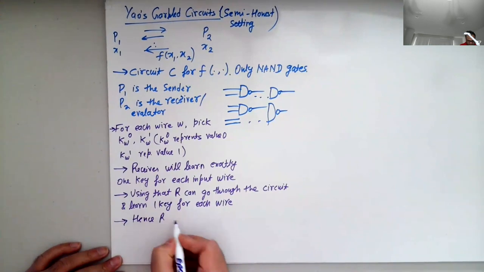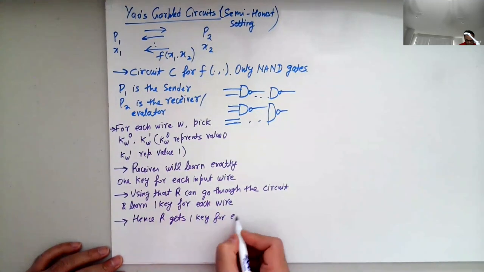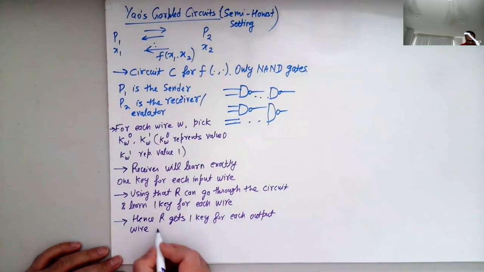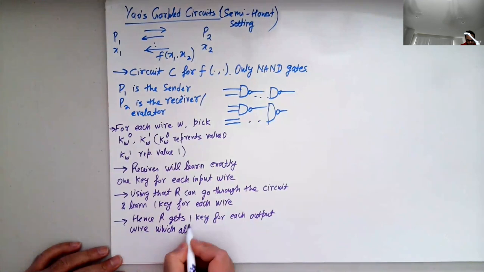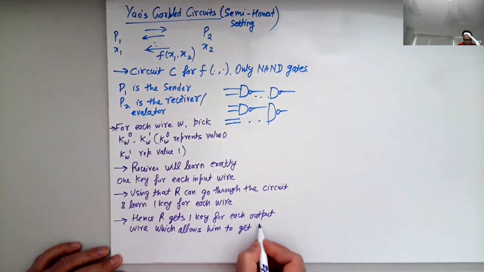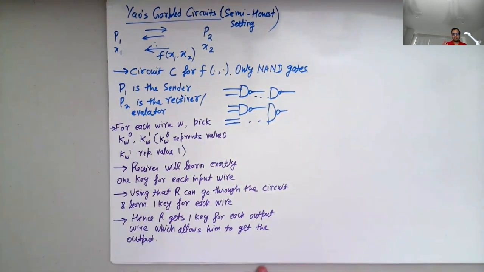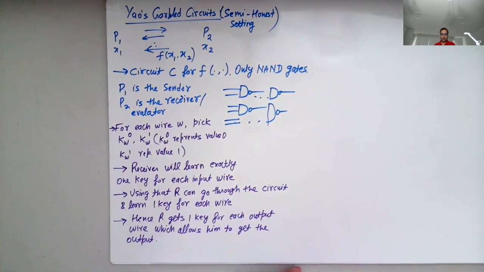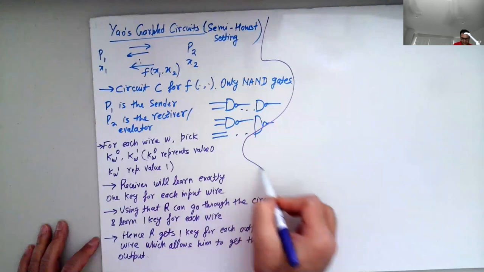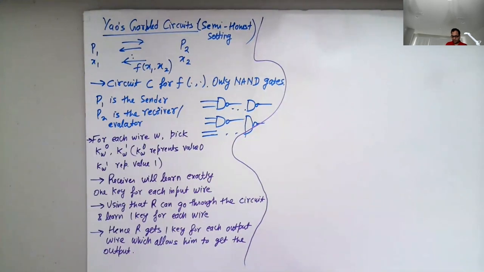So hence R gets one key for each output wire, which allows him to get the output. So R learns only the output and the output alone. R doesn't learn the input. So that's the high level mechanism which we are interested in implementing. And now let's see how we do that.